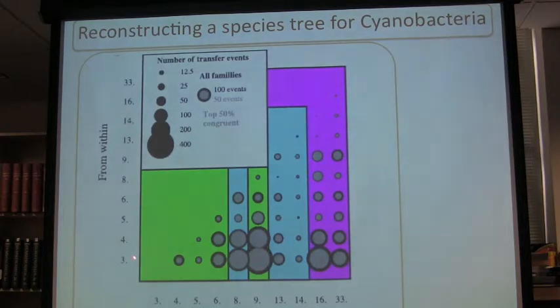So if we look again at node 3 and node 16, what we have in this graph is numbers of genes that have been transferred from below node 3 to above node 16. That corresponds to this big blob there. So this big circle is about between 200 and 400, which means that we have about 300 genes that tell us that node 3 should be older than node 16.